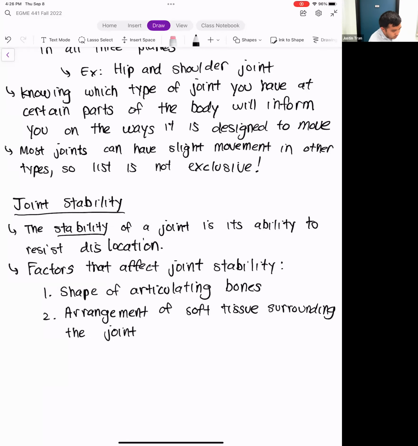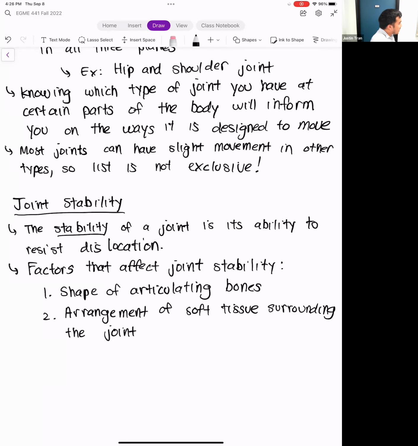So let's talk about factor one a bit. When I say the shape of the articulating bones, a stable joint is going to have bones that fit together really, really well. Just like the hip bone. The hip is almost like a perfect match because you have a very spherical femur, and then you have the perfect socket in the pelvic bone. Those two shapes are very well aligned to each other.